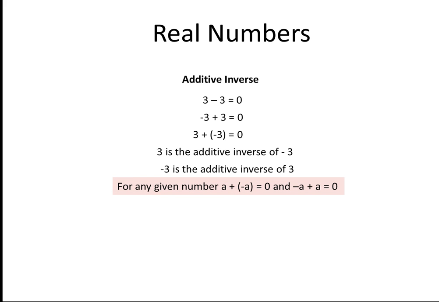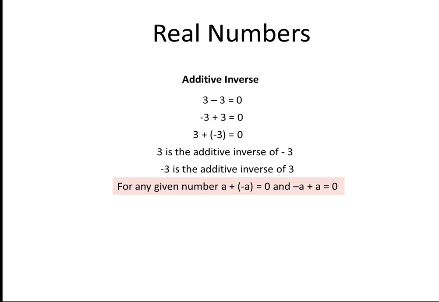For any given number, a plus bracket minus a is equal to 0, and minus a plus a is equal to 0. This is the general representation of what we have been trying to explain here. A plus minus a is equal to 0. So if a is equal to 3, we'll have 3 plus minus 3 is equal to 0.